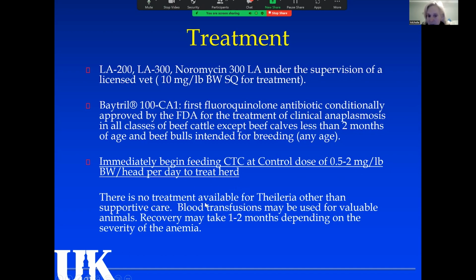Again, there's no treatment available for Theileria because it's a protozoan, other than supportive care. When New Zealand had their outbreak, they did do some blood transfusions on the very valuable animals, but that's not really something we can do in the field. And recovery takes 1 to 2 months, depending on how severe the anemia is.